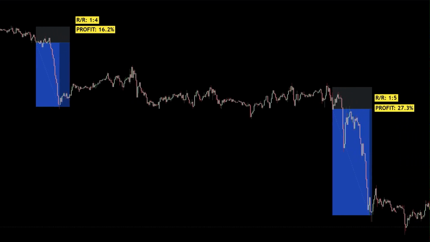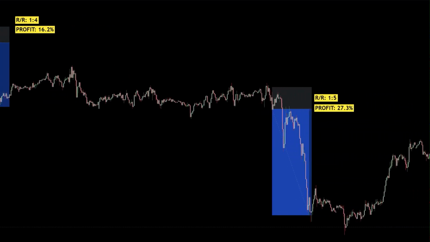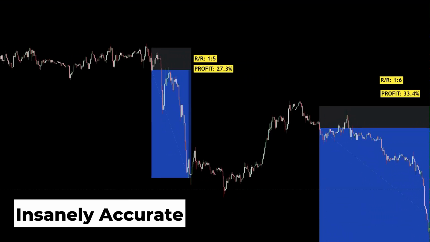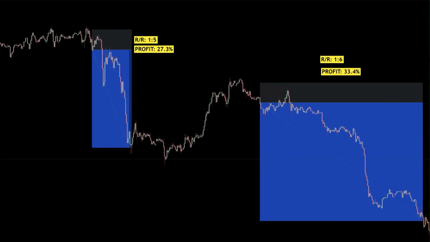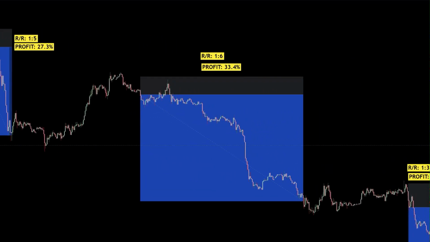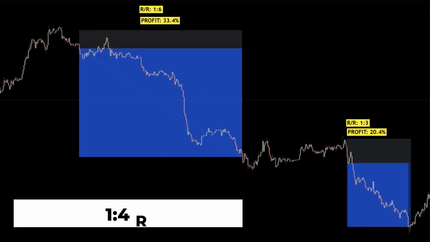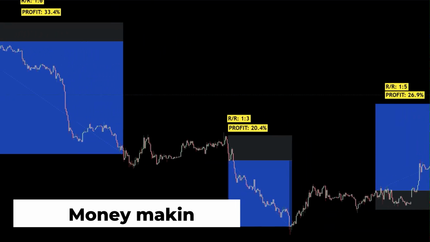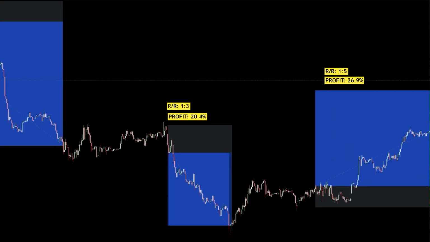So have you ever wondered what it would be like to have an insanely accurate buy-sell indicator strategy in your trading arsenal? Imagine racking in more than 20% profit from each trade and consistently achieving over a 1-to-4 risk-to-reward ratio. That's the kind of money-making potential we're talking about. Just take a look at these trades.